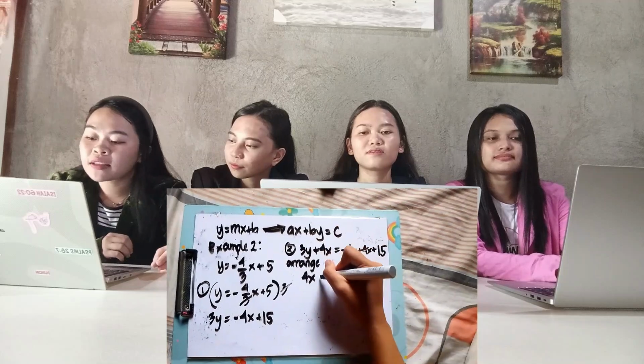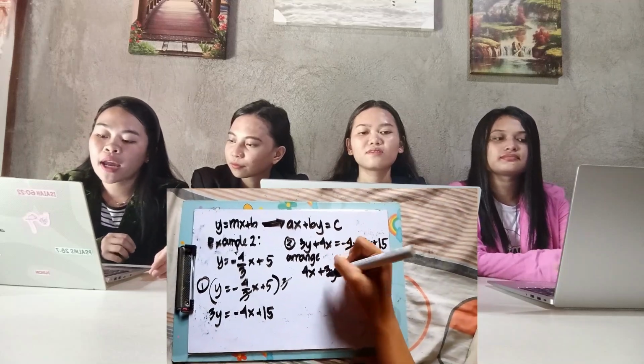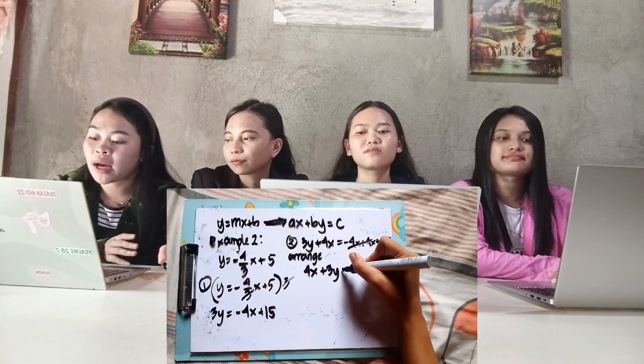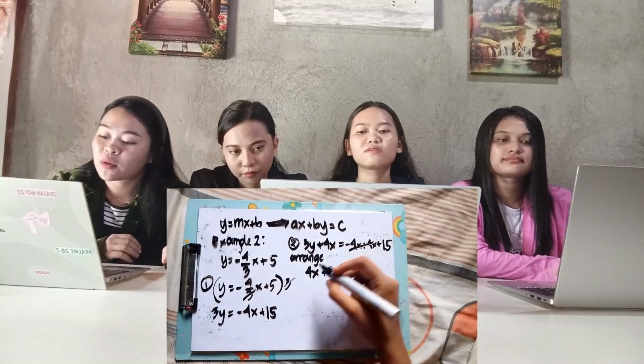Second, move the x term to the left side by adding 4x to both sides. So it will become 4x plus 3y equals 15. That's the standard form. So it will become 4x plus 3y equals 15. Great job, Justin! So, there you have it, listeners. Converting between these two forms is just about moving the variables and coefficients around until you get the equation into the form that suits your needs.